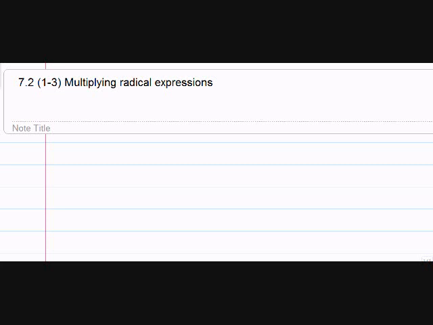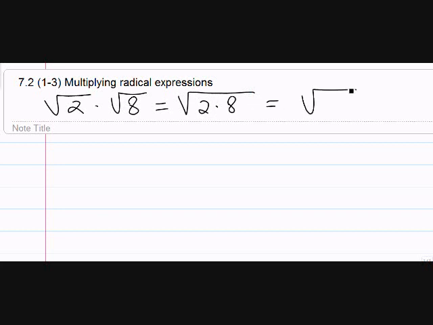Okay, multiplying radicals and radical expressions. First thing, we'll multiply a couple of square roots, and these should be very familiar to you from Algebra 1. Square root of 2 times the square root of 8 is the square root of 2 times 8, which is the square root of 16. Oh, that's 4. Pretty simple.